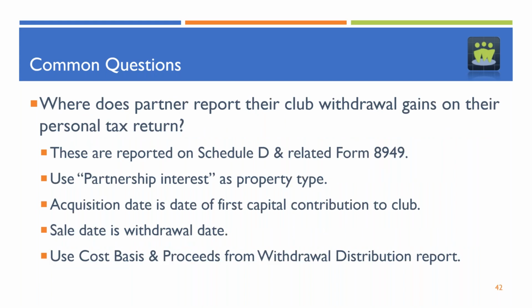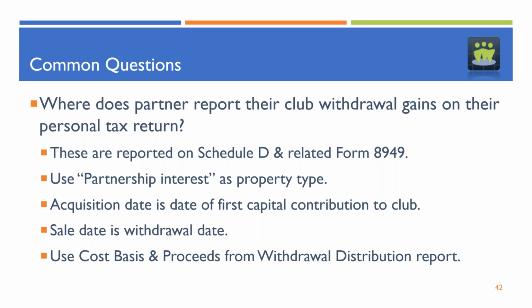Related, where does a partner report their gains from a withdrawal on their personal tax return? Well, it's a capital gain, so it is going to go on Schedule D, and it should go on the appropriate related Form 8949. That's where you itemize your gains, right?